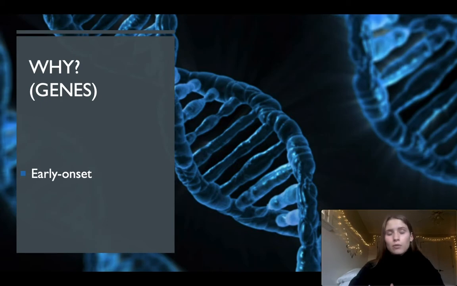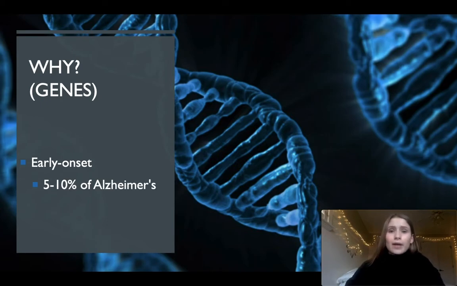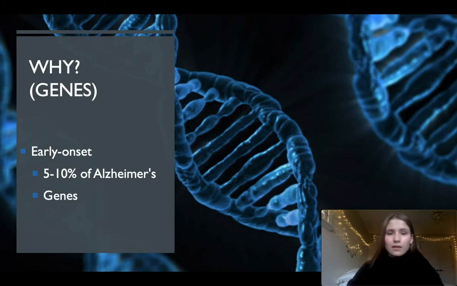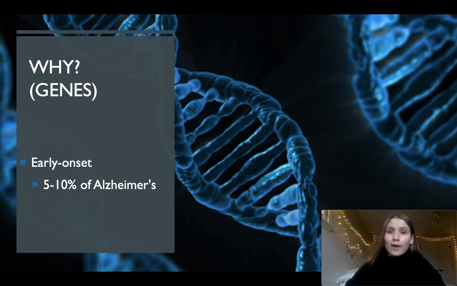So, now moving on to early onset. Now, early onset is a lot more rare. It affects 5 to 10% of people who have Alzheimer's, so it's definitely more rare, and it is affected by different genes. Also, it's more affected by genes than environment. Now, it's a lot more rare than the late onset Alzheimer's. It's about 5 to 10% of people who have Alzheimer's have early onset.